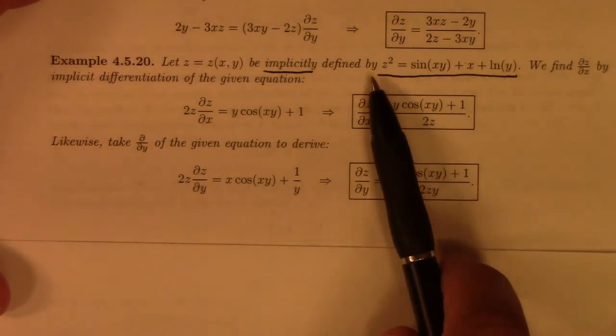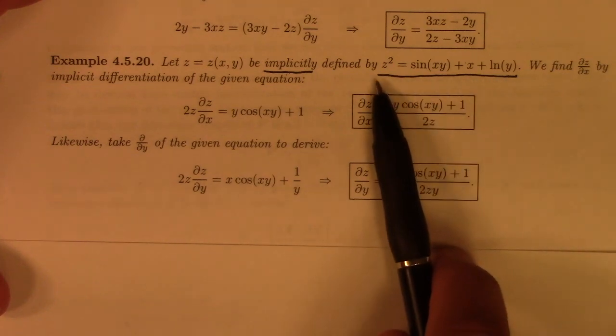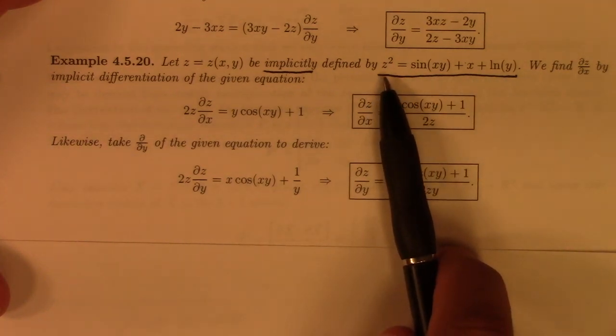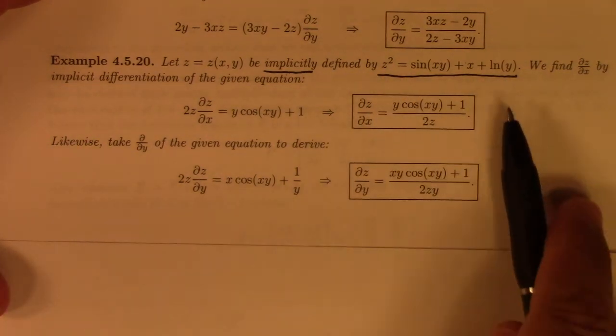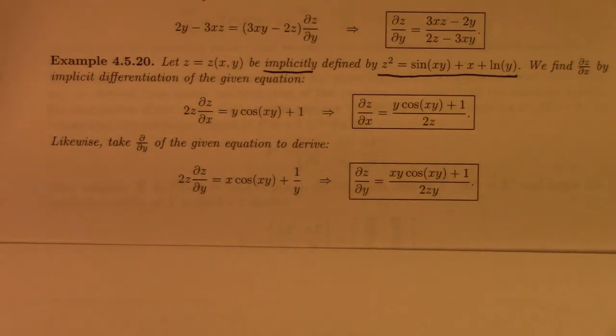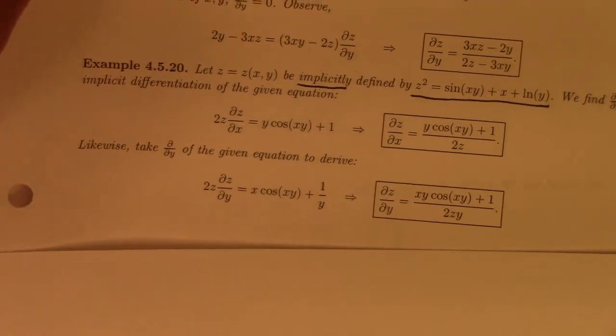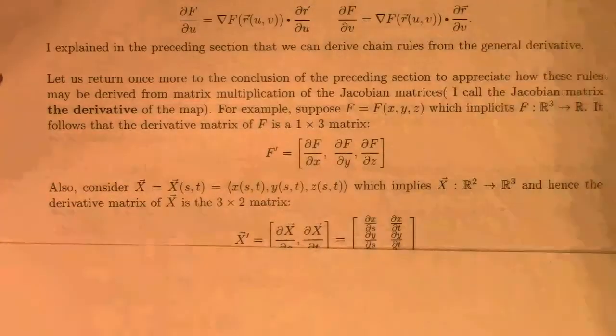And there are lots of equations that are implicitly defining z where you couldn't solve for z, and yet you can still calculate the partial derivatives, because when we partial differentiate an equation, we always get something linear in partial z's, and so you can solve for them.